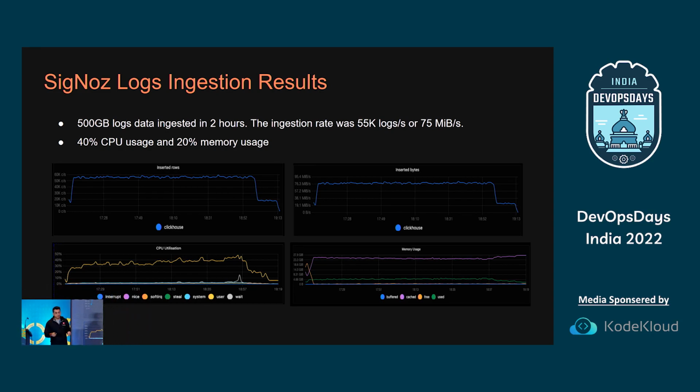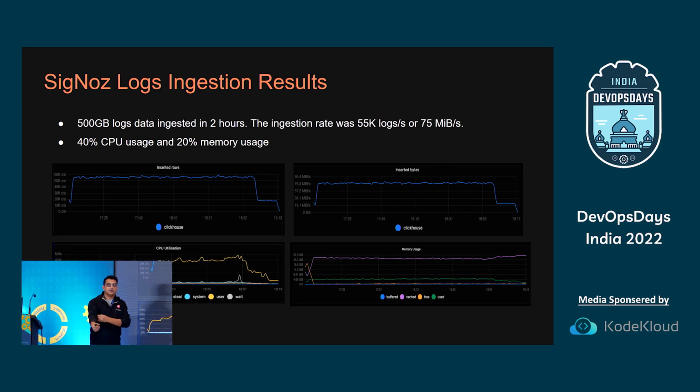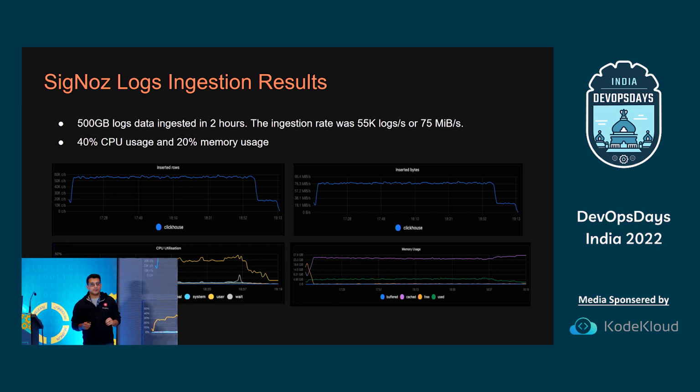So this is the rough infrastructure profile that we observed. We could ingest 500 GB of data in 2 hours. The ingestion rate was around 55,000 log lines per second or 75 Mbps, using roughly a constant 40 CPUs and 20% of memory. So this, as I said, is blazing fast ingestion.